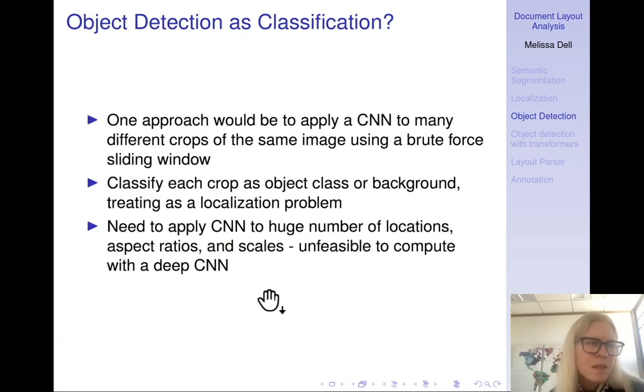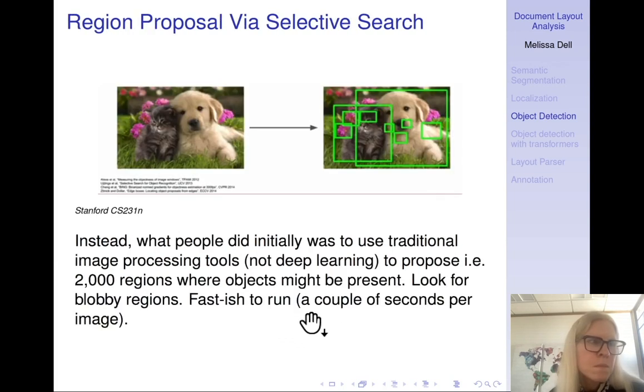One approach would be to apply a CNN to many different crops of the same image using a brute force sliding window, classify each crop as object class or background, and then treat it as a localization problem. That's not going to work with a deep CNN because you need to apply a CNN to a huge number of locations, aspect ratios, and scales, which is just completely unrealistic computationally.